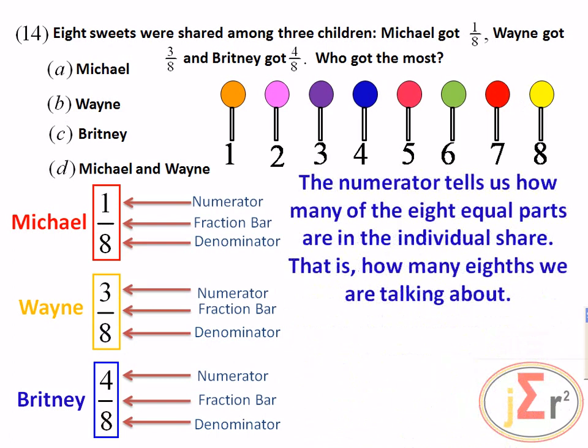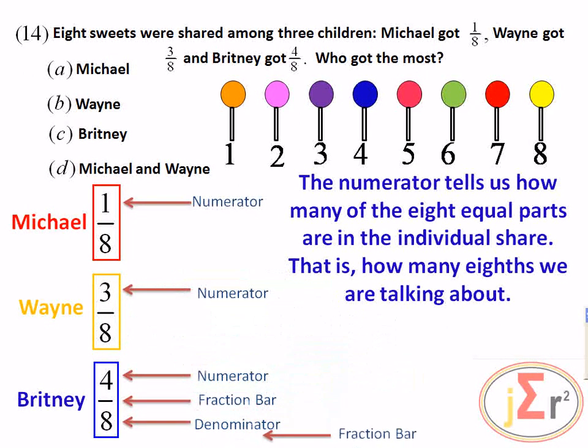What do we want? The numerator tells us how many of the 8 equal parts are in the individual share. So we have a share here. This 1/8 is a share, 3/8 another share, and 4/8 is another share. How many 8s are in this share? 1/8. Right, so 1 out of the 8 equal parts. How many in this? 3/8, 3 out of the 8 equal parts. And how many in this? 4 out of the 8 equal parts.